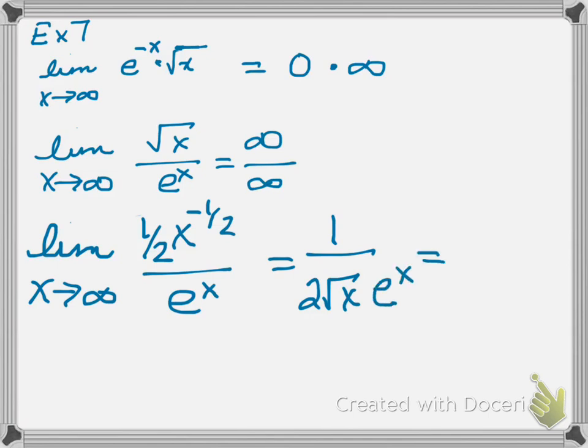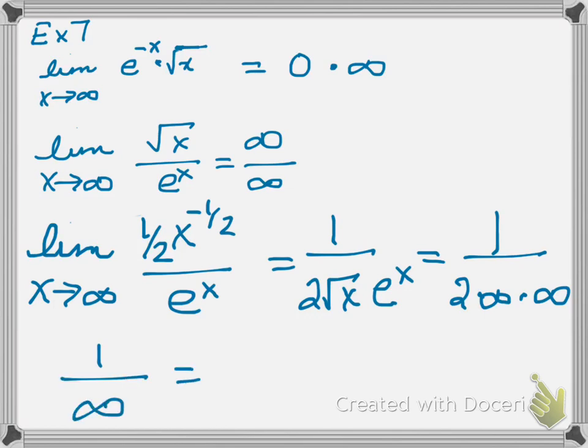So now if I plug in infinity, I get 1 over 2 times infinity times infinity, which is a really large number times a really large number, which is still a really large number. So I basically get 1 over infinity, and that's like 1 over a million, which is crazy close to 0. So my answer to that problem comes out to be 0.